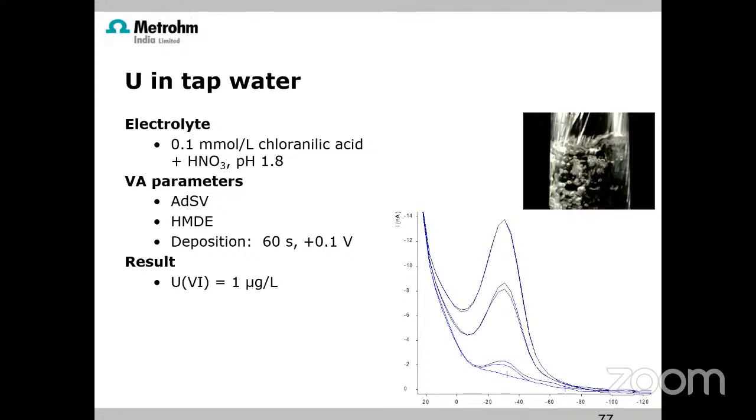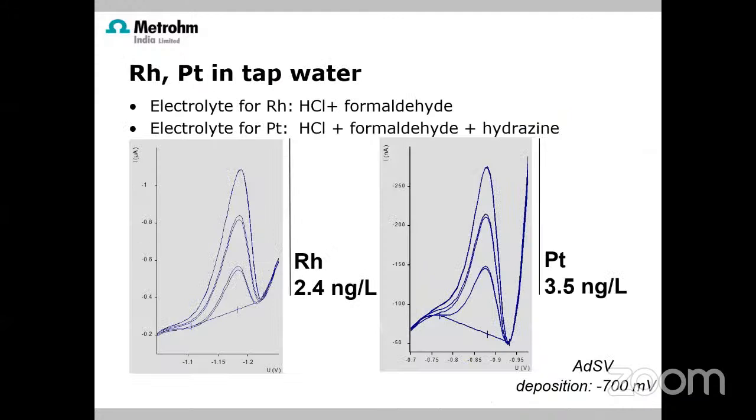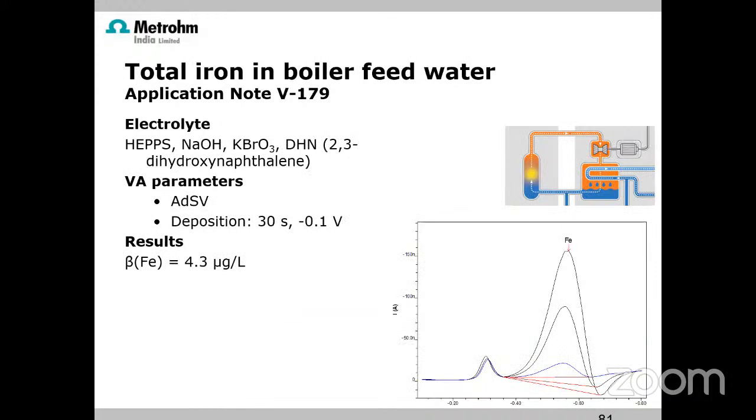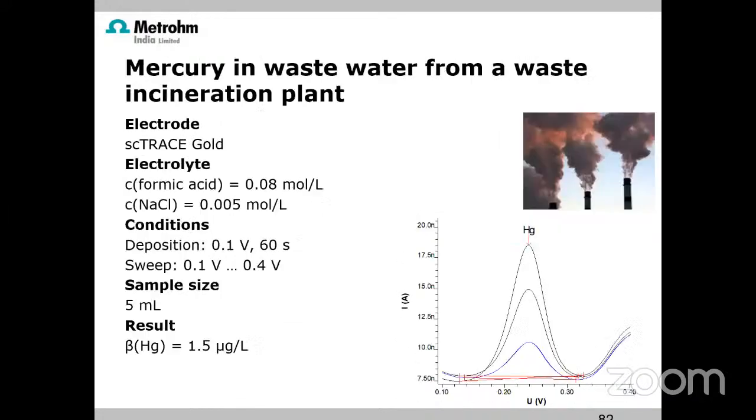Scientists are monitoring uranium in that section of our country. Similarly, if you go from west to northeast, you have a lot of problems of arsenic in the groundwater. Those can be monitored. Then rhodium, palladium, platinum in tap water, then chromium in tap water, then total iron in deionized water. This is used in power plants, like boiler feed water. Then mercury in wastewater from a waste incineration plant.